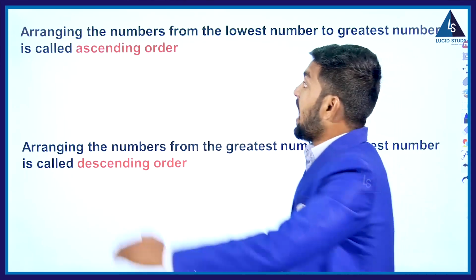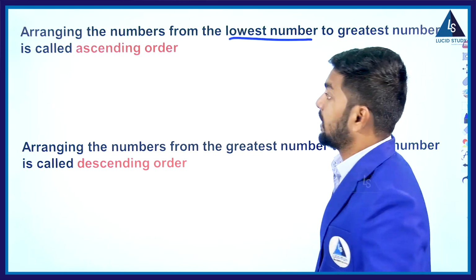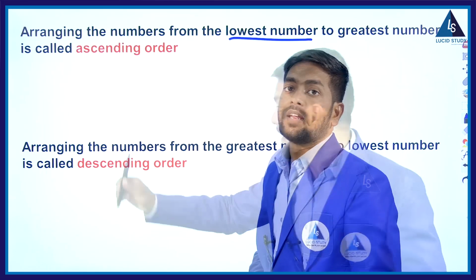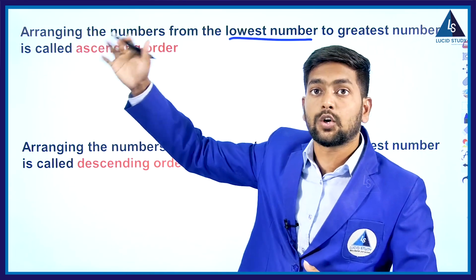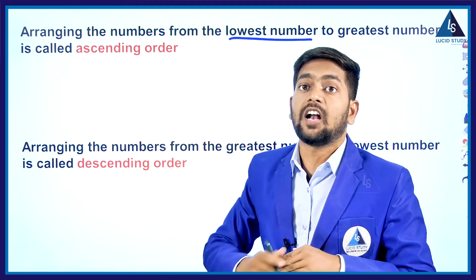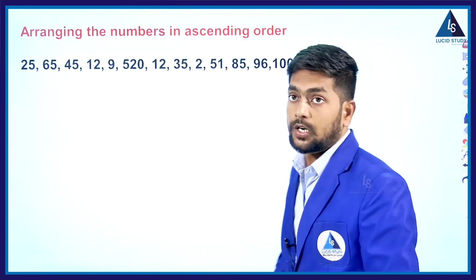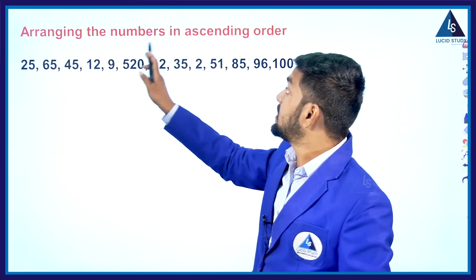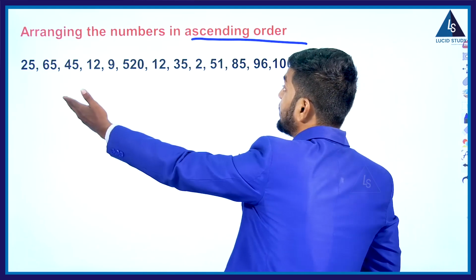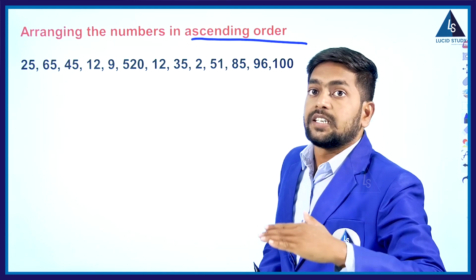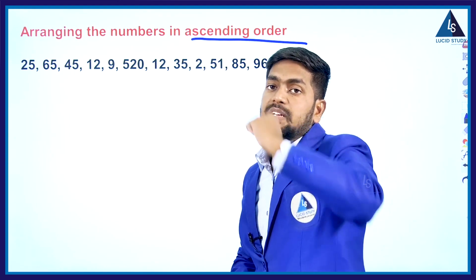Next, arranging the numbers from the lowest number to the greatest number is called ascending order. Arranging the numbers from the greatest number to the smallest number is called descending order. So let's take some examples. Here we are having: arrange the numbers in ascending order. In ascending order we have to arrange these numbers, from the lowest number to the greatest number.